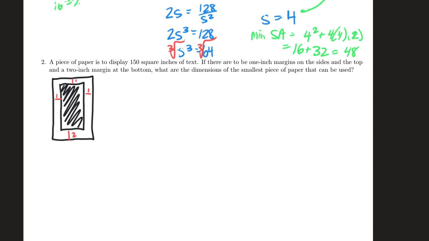There's kind of two different ways you could go about this. You're looking for dimensions, so you can make your variable the full width and height of the whole paper or just the text area. I'm not sure if one is better than the other. My first instinct was to make the width and the height of the text area the variable, so let's just go with that.